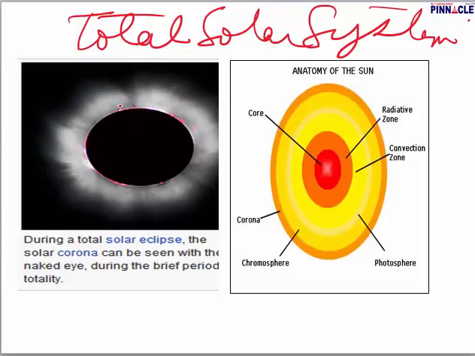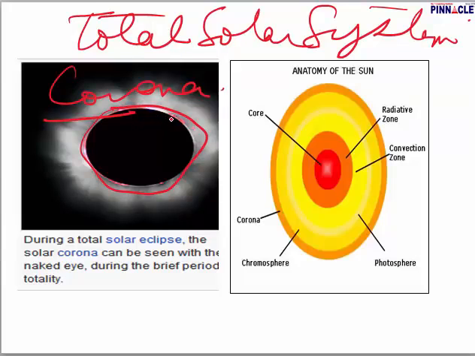The outer portion of the sun which is visible is a very thin round spherical shape, and that is known as the corona. Sometimes you are given questions as to which part is visible during a total solar eclipse, and that is known as the corona, or the diamond ring.